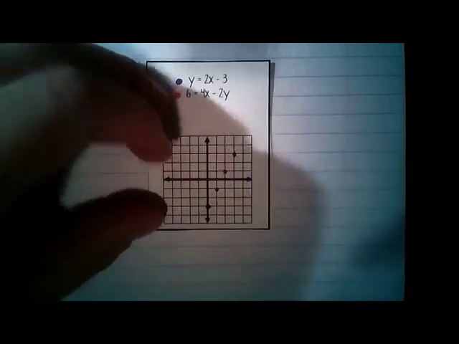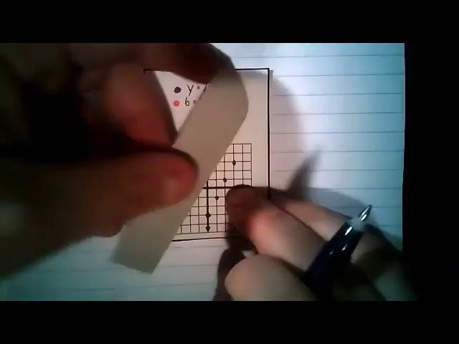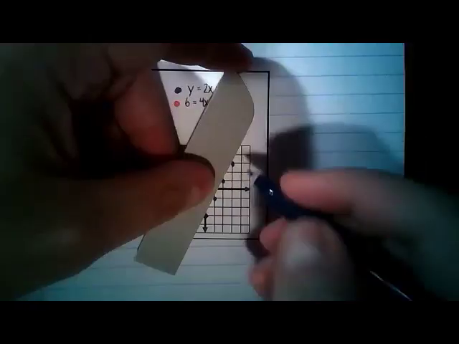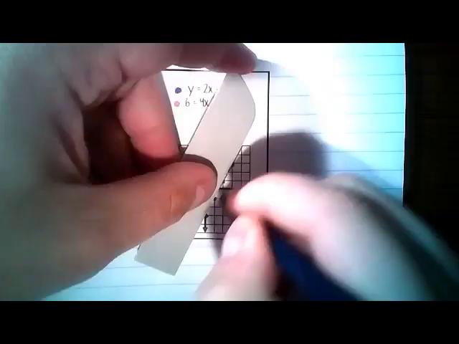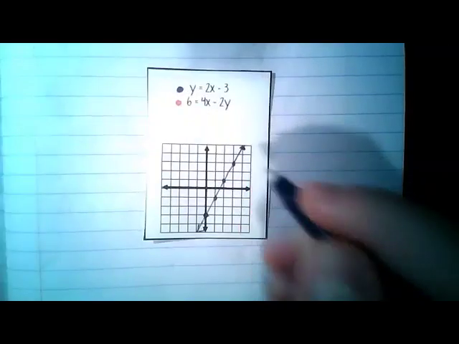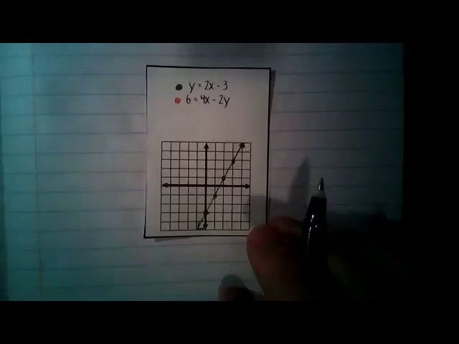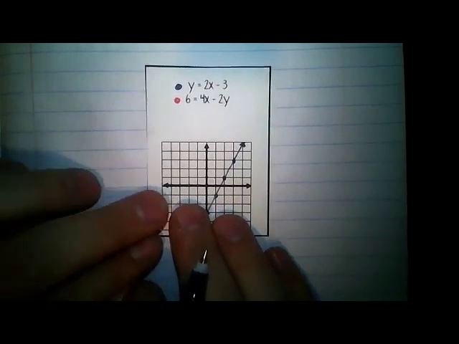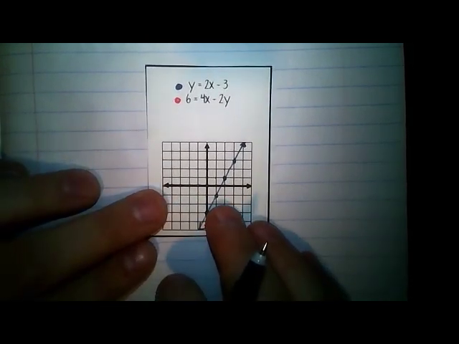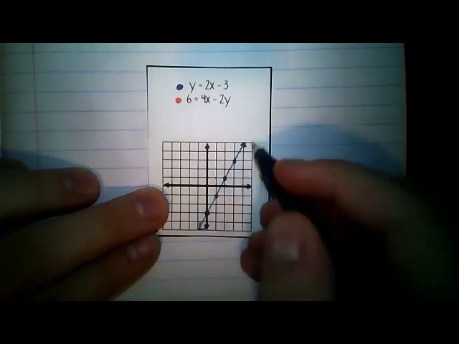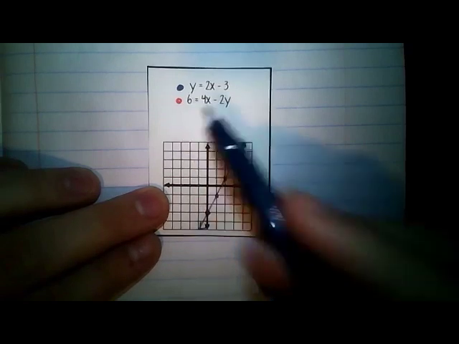Right. And now I'm going to use my kind of makeshift straight edge. I'm sorry, the camera's blinking again. So we've got y equals 2x minus 3, and that's the line of that equation. And now let's graph the second one.